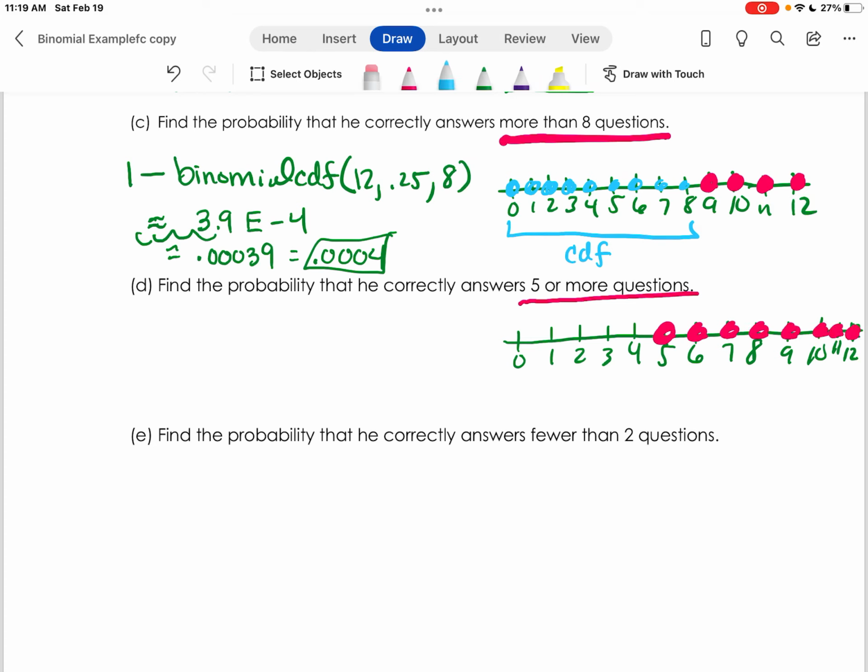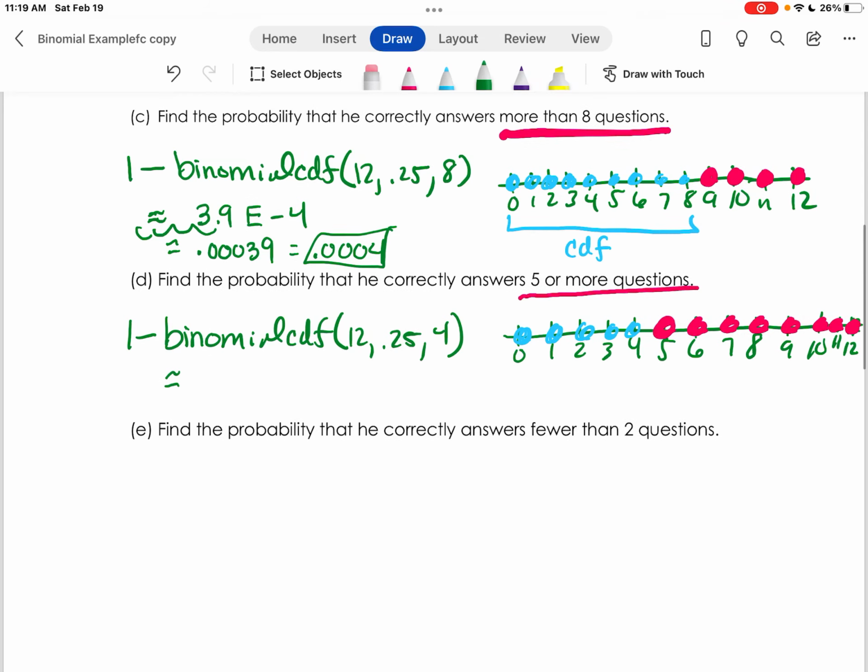Which means we want to use the complement and subtract off the CDF up to 4. So we're going to do 1 minus the binomial CDF, and we're going to use 12, 0.25, and then we're going to go up to 4. That's what we're subtracting off. And then what's left will be what we're looking for. Now when we do that, we should get approximately 0.1576 when we round it to 4 places.